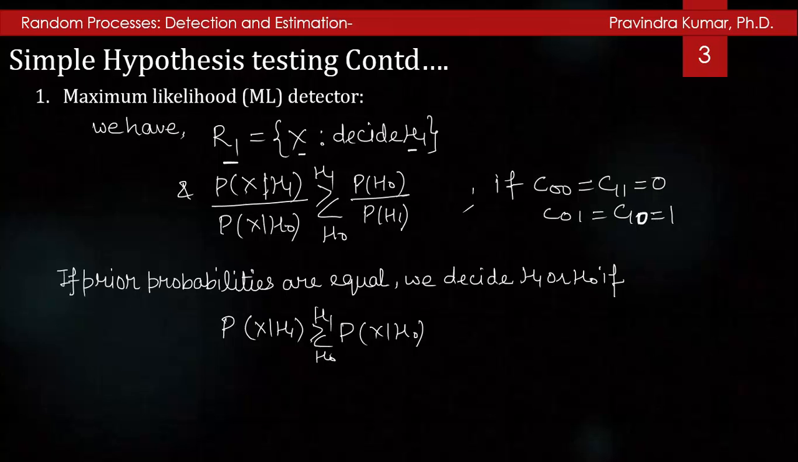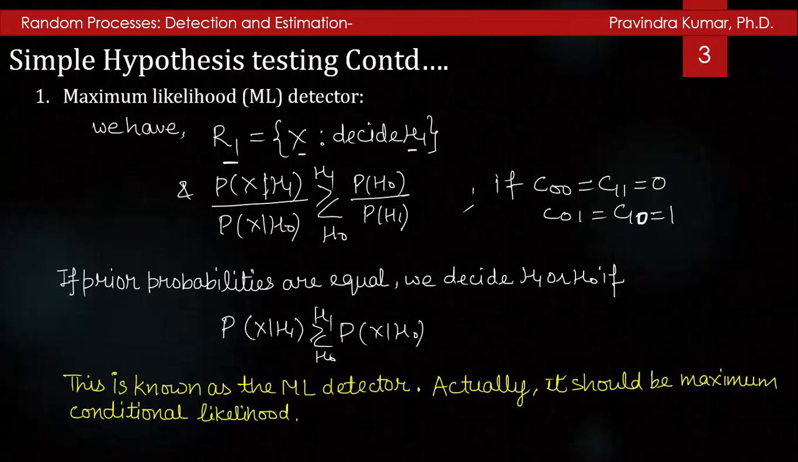then we decide H1 or H0 as follows. If the conditional probability P(x|H1) is greater than P(x|H0), we decide H1, and if P(x|H1) is less than P(x|H0), we decide the hypothesis H0. So we choose the hypothesis with the largest conditional likelihood, or the maximum P(x|Hi). This is known as the maximum likelihood detector. Actually, it should be called maximum conditional likelihood, but we don't use this term in the usual sense.